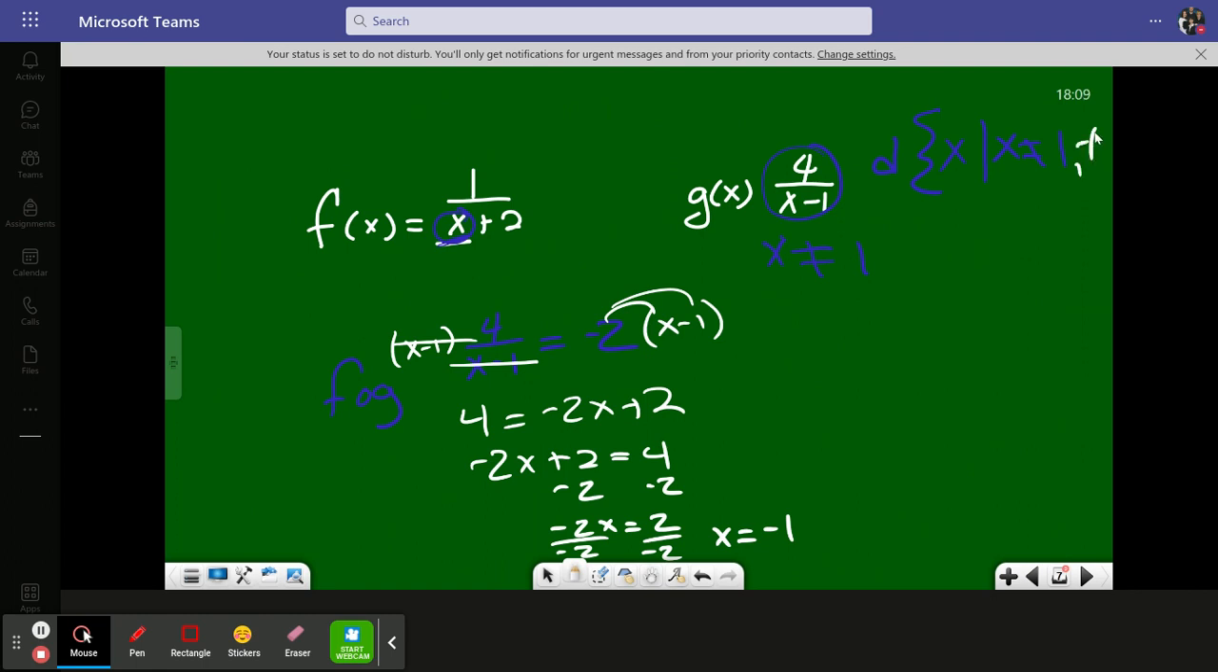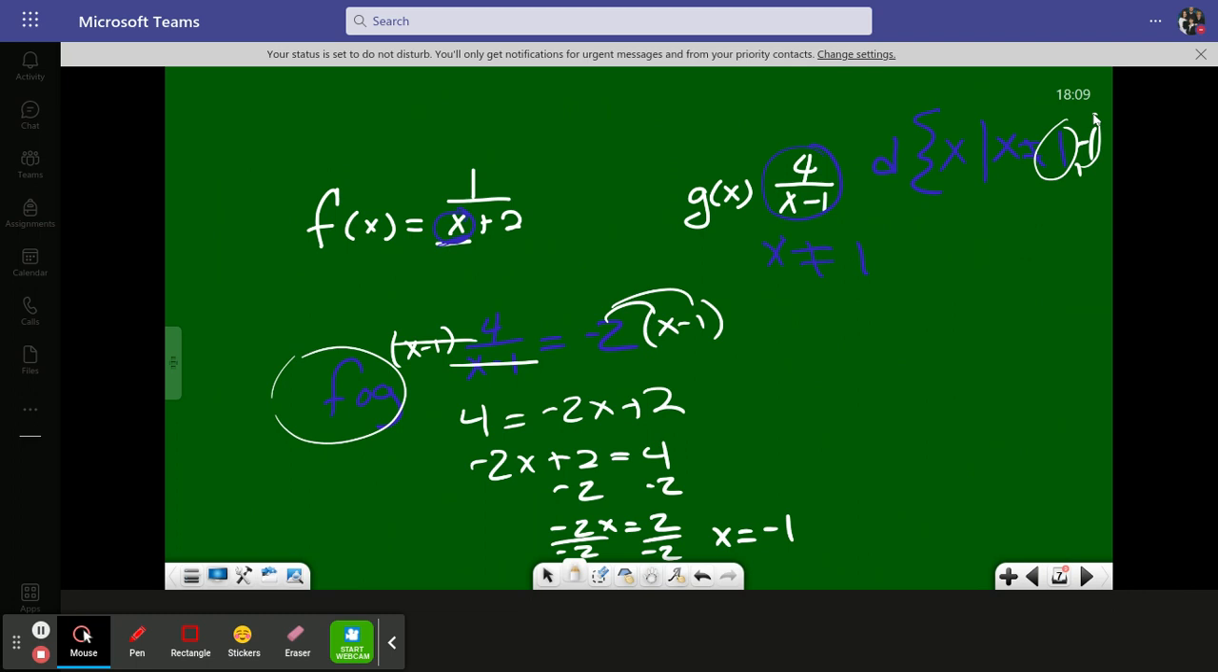x does not equal 1 and does not equal -1. When I go to graph the composite function of f of g, there is going to be a break in my graph at 1 and there's going to be a break in my graph at -1, or there won't be any line.